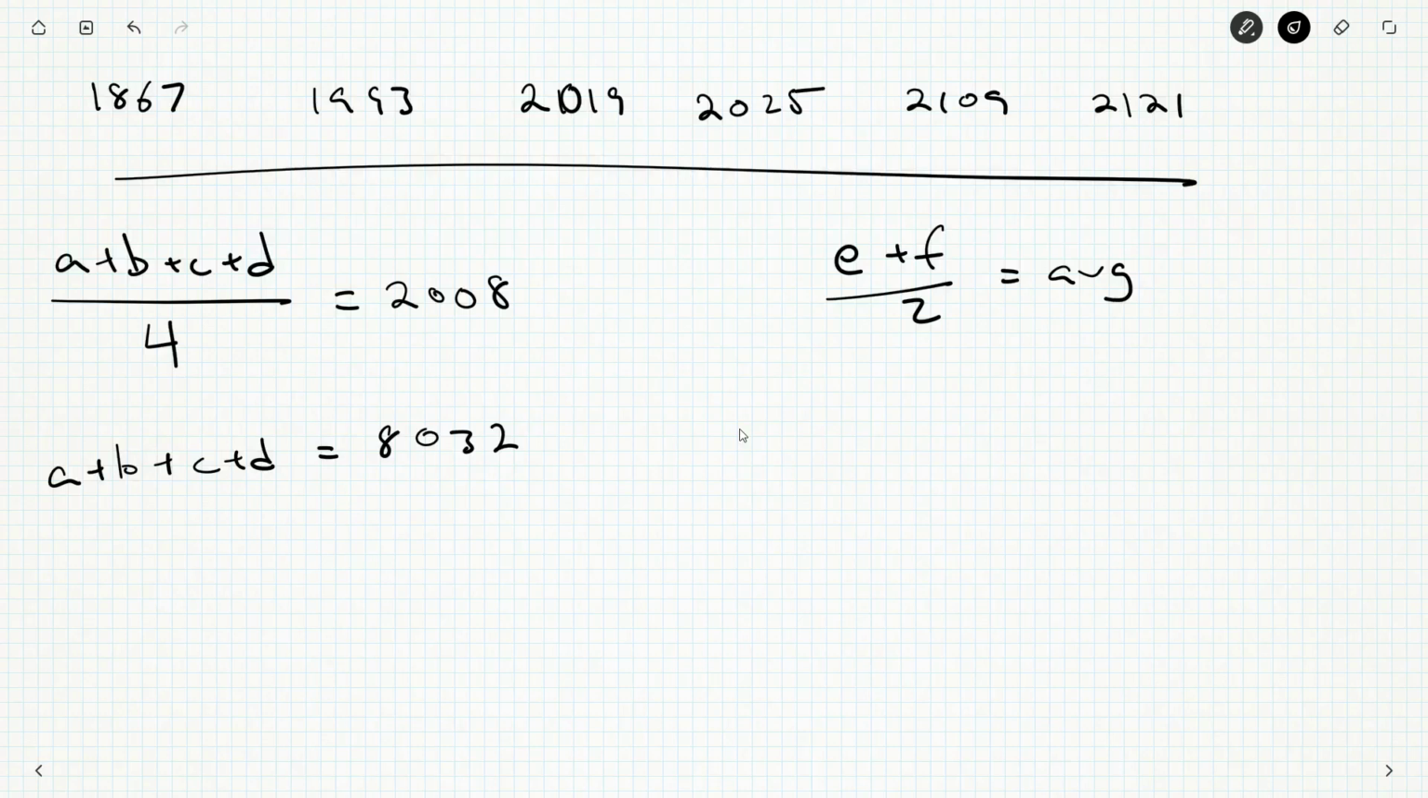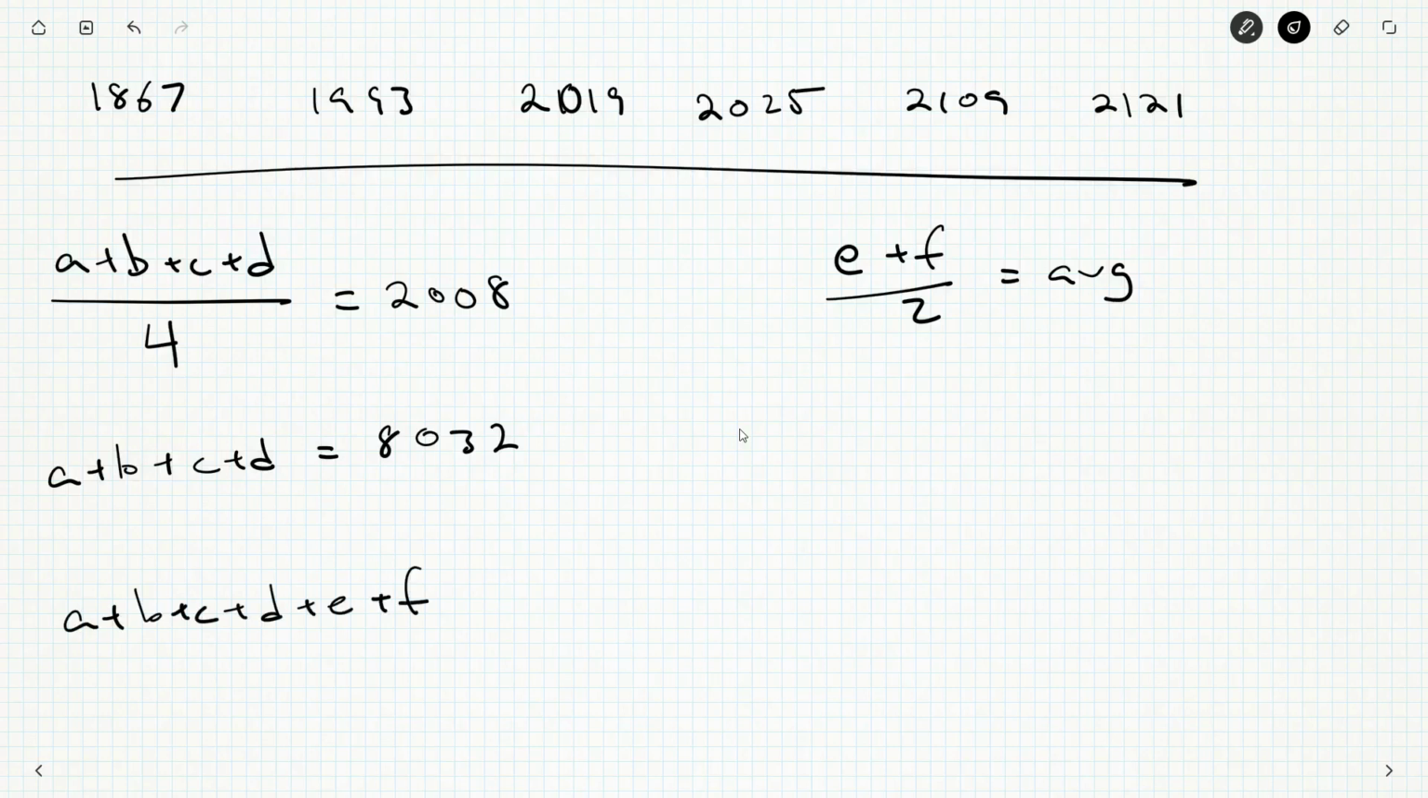No, actually, I just need to know what E plus F is. Then I can find the average. Well, how are you going to get E plus F? Well, I know what A, B, C, and D add up to. I know what all 6 of my numbers add up to. They add up to A plus B plus C plus D plus E plus F.